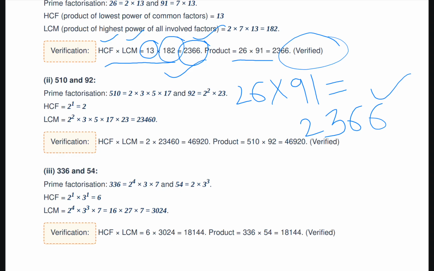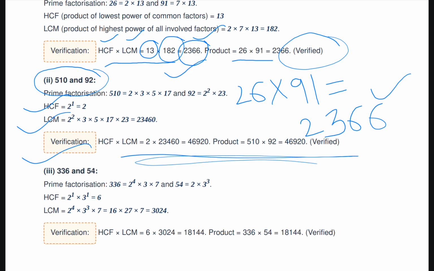If any question comes of this type, you will be given two numbers and you will factorize them, and you will first find the SCF and LCM, and then you will verify these things.